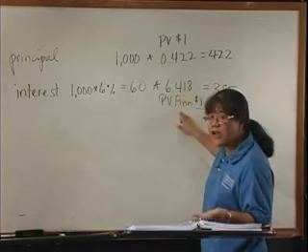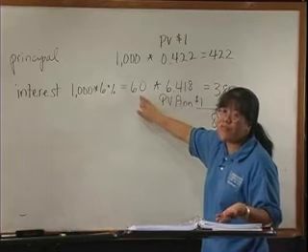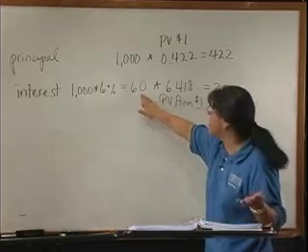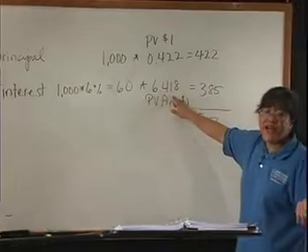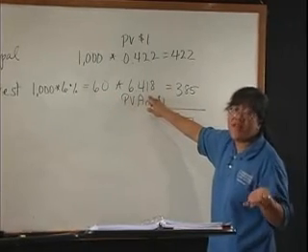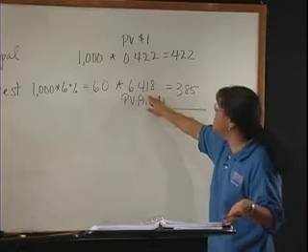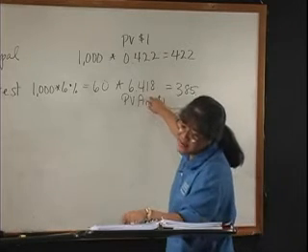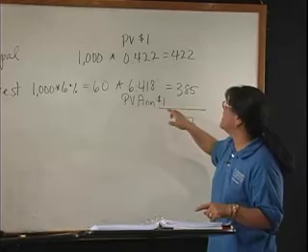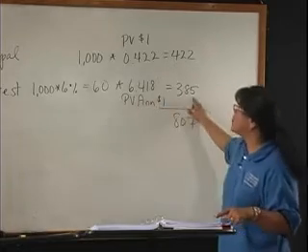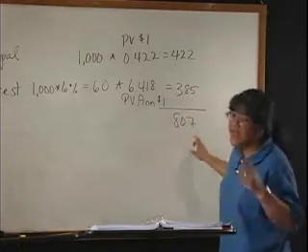Remember, this is an annuity because it's a stream of equal payments. The $60 happen every year for the next 10 years. Multiply that by the present value of the ordinary annuity for 10 periods at the market rate of 9%. That's 6.418. There it is under the 9% column. And multiply that by 60, and that gives you 385. You add them together, you get 807.